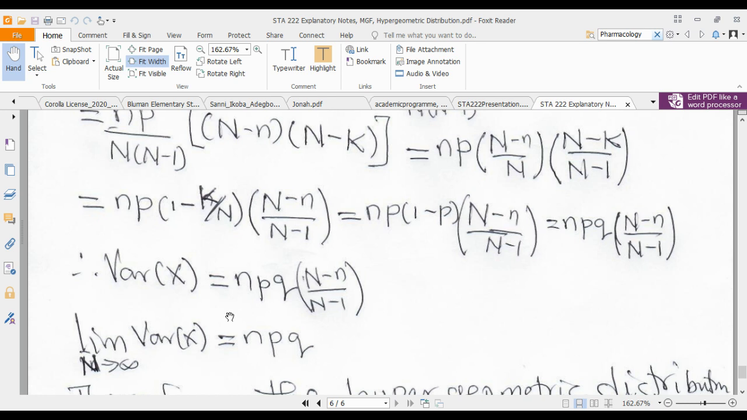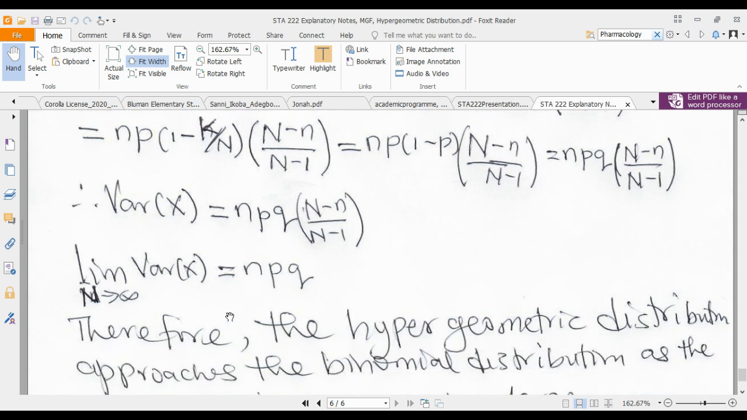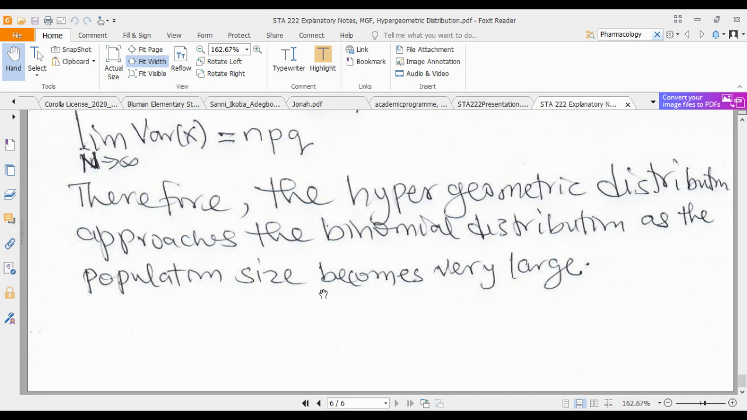Now the limit of the variance of the hypergeometric distribution is when N is tending to infinity. When N is becoming too large, you can see that these two things, what is multiplying the npq, will be getting close to 1, and it will now become npq, which is the variance of the binomial distribution. Therefore, the hypergeometric distribution approaches the binomial distribution as the population size becomes very large. So the binomial distribution is a limiting form of the hypergeometric distribution.